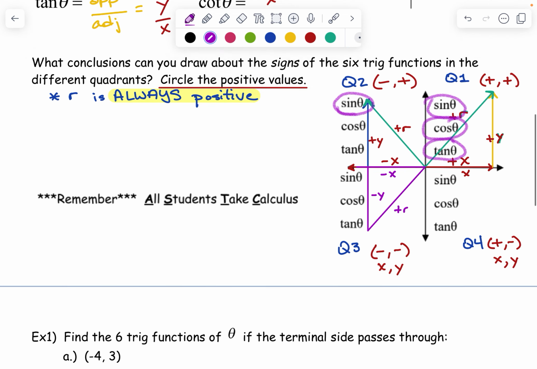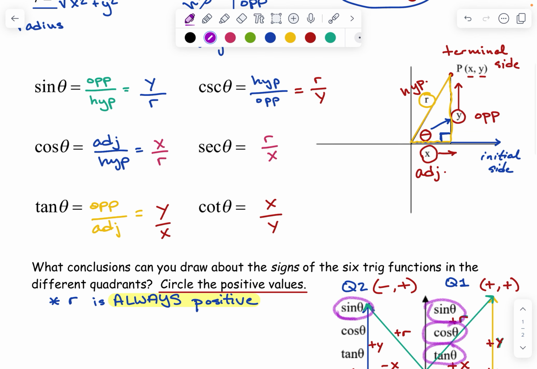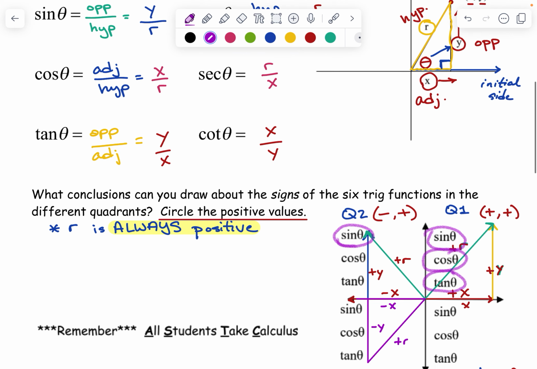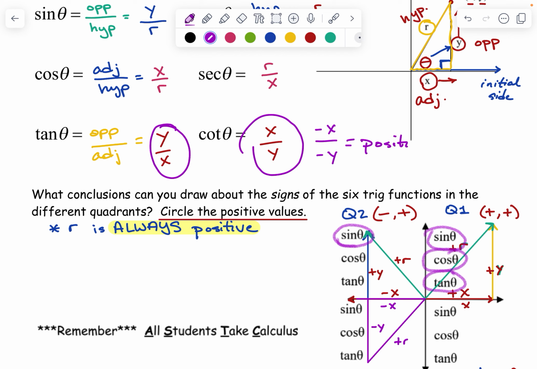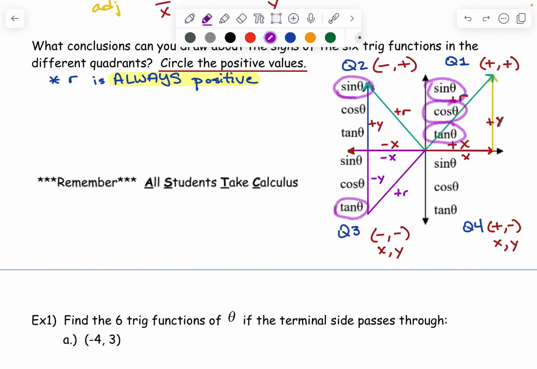So going up, looking at our ratios, the ones with x/r and y/r are going to be mixed signs, which means they're going to be negative. But when I get to these two, they will end up being negative over negative, which is positive. So as I get into quadrant 3, the only thing that can be positive is anything related to tangent or cotangent.